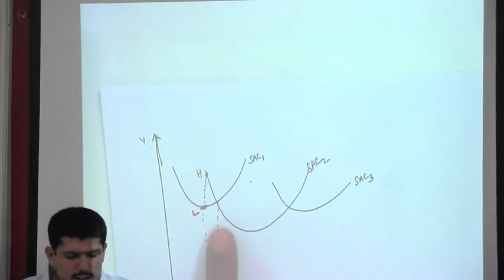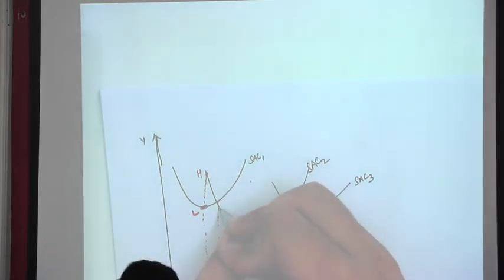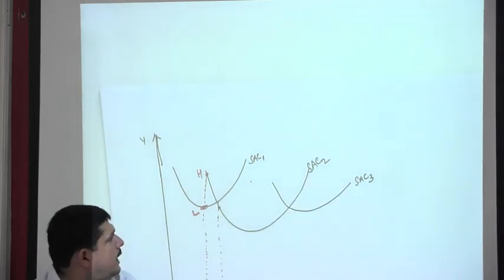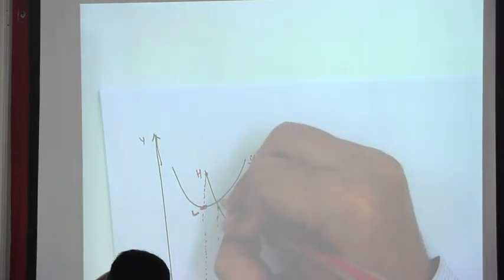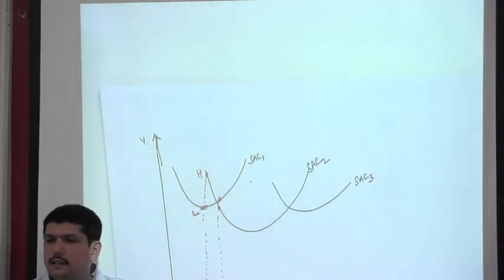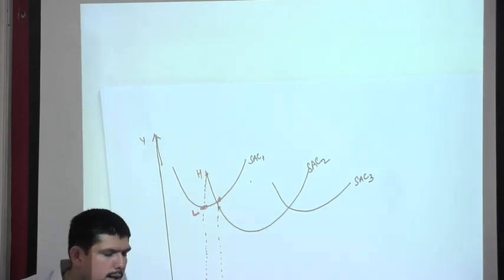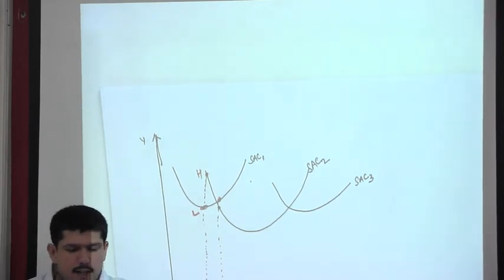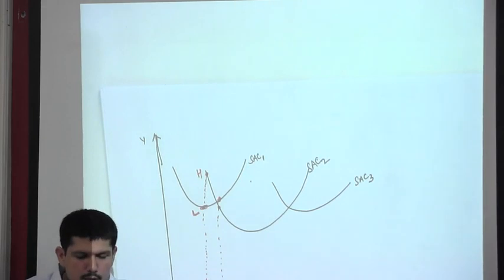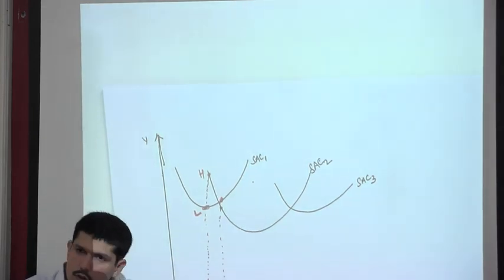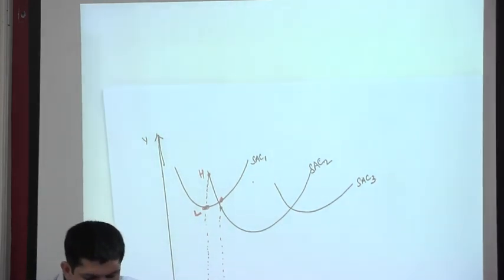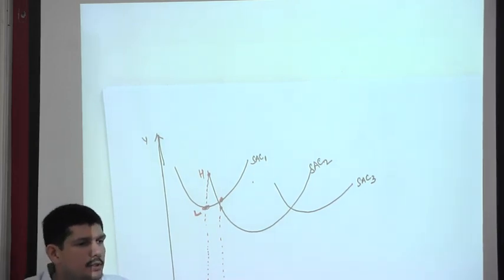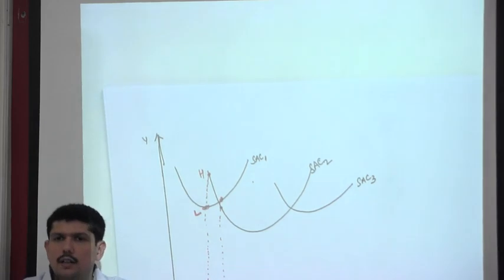I will use SAC 2 because here SAC 2 intersects first. After that it is going to SAC 1, right? So what I am trying to do is optimize my cost by varying my level of output. But suppose in the short run my level of output is A. I cannot produce more than A. Can I go forward? No.